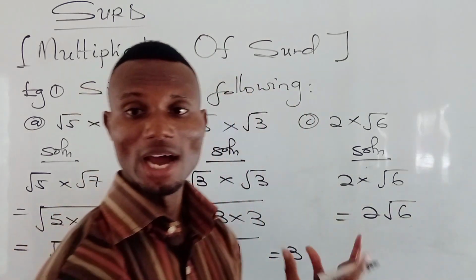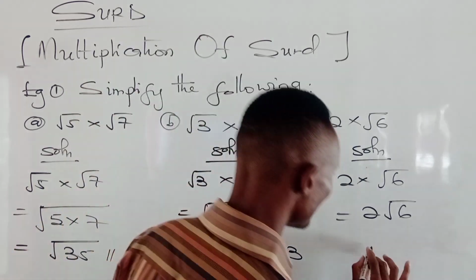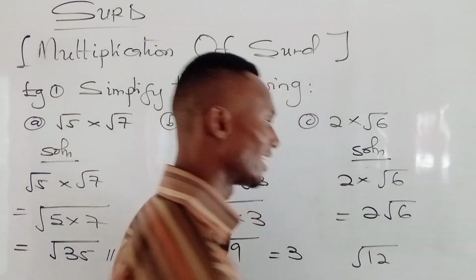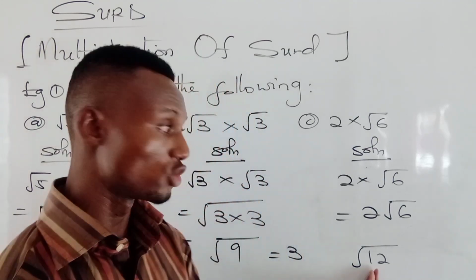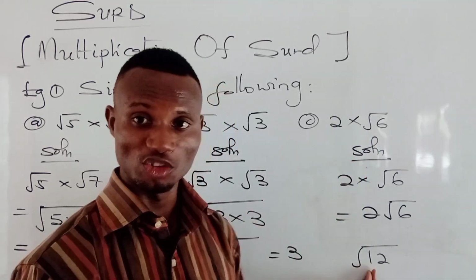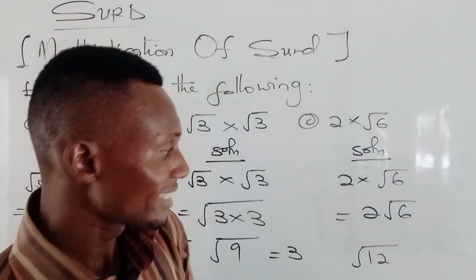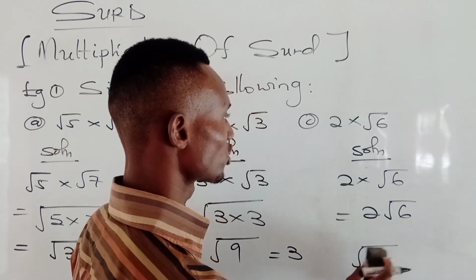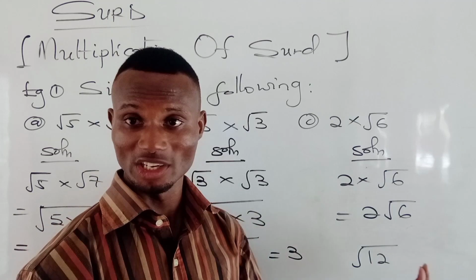I hope you understand it. Please don't make the mistake of writing square root of 12 as an answer. I know students make those mistakes a lot. You cannot do this because this has no square root sign in it, so you cannot do a multiplication like that. Let me clean this one and use another example to explain it to you.